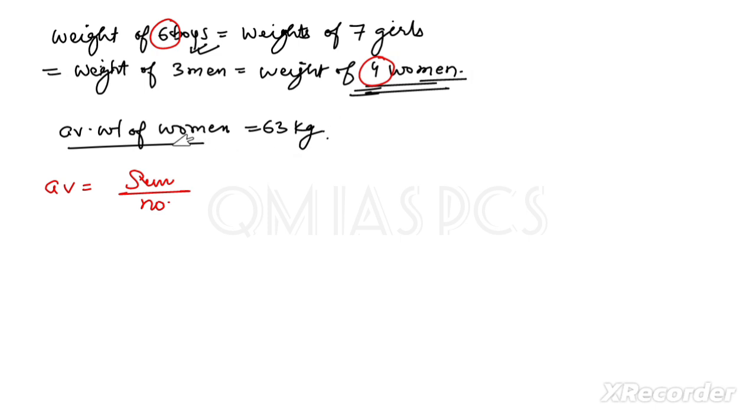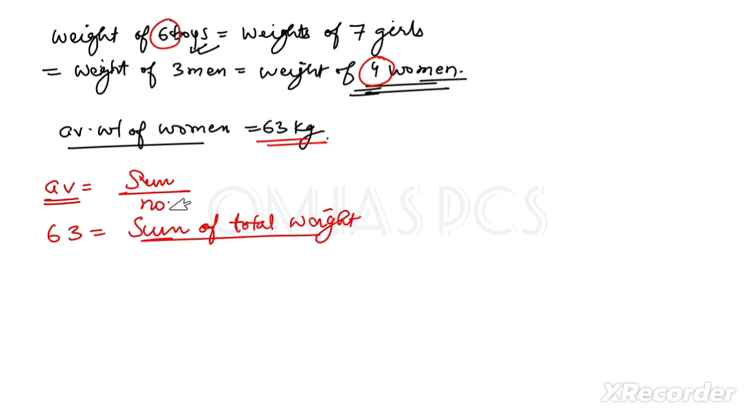The average weight of a woman was given as 63 kg. So we can write that the average value is 63 kg and we don't know the sum. So we write the sum of weight, the total weight, which we don't know, divided by how many observations there were. The total number of women was 4, so it will be divided by 4.